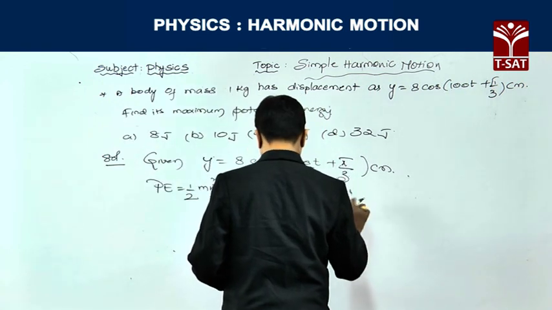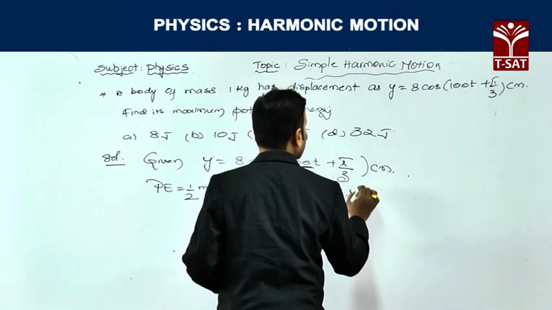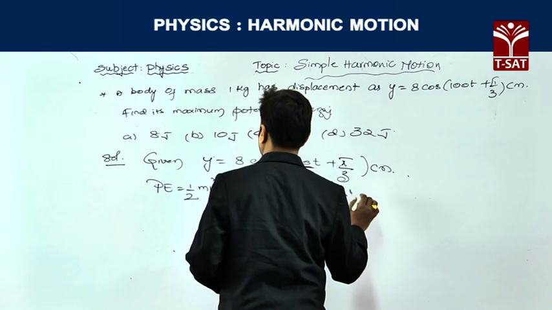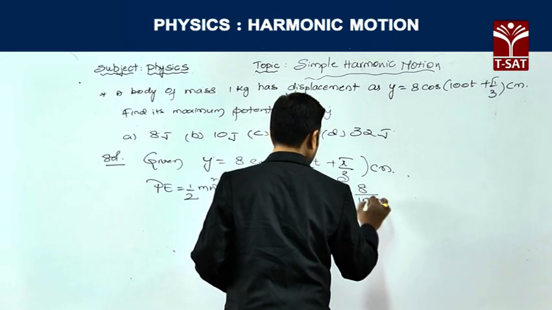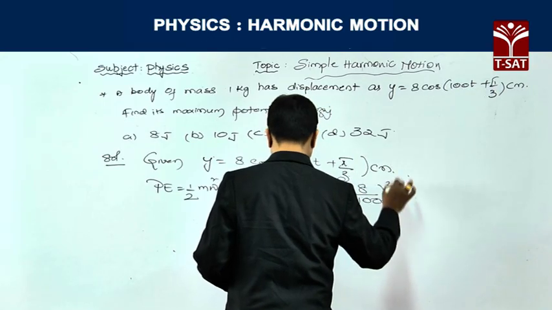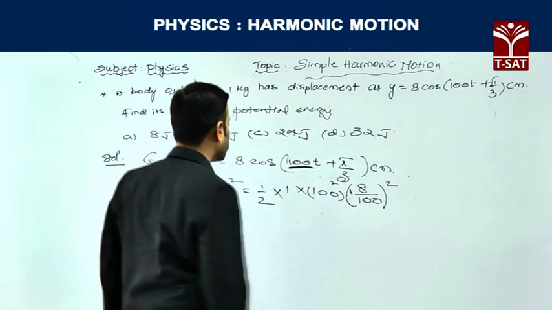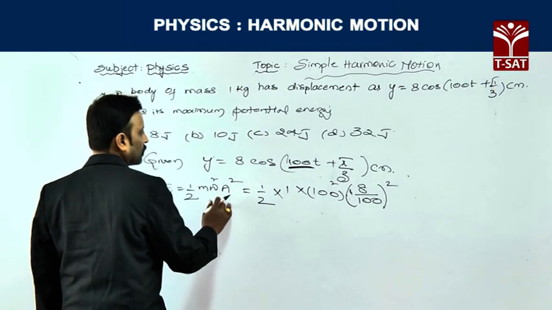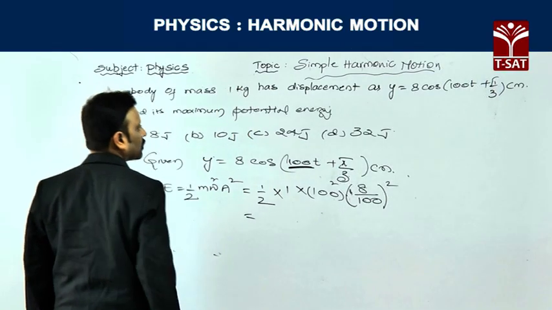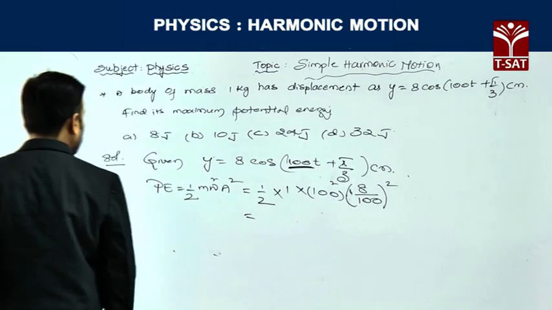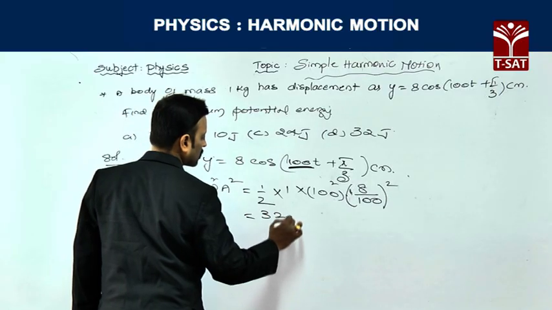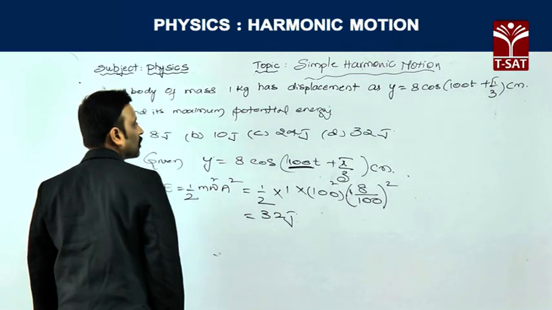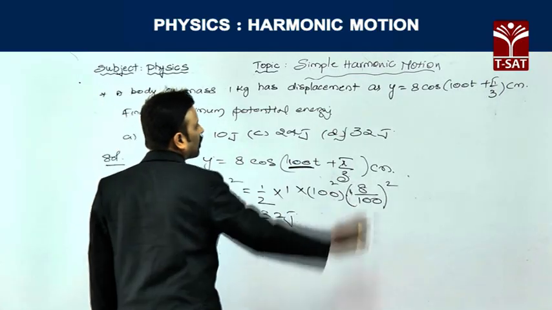Displacement is how much it is? 8 by 100 whole square. So, when you simplify that, you are getting the answer as potential energy as 32 joules. So, the second option is correct one.